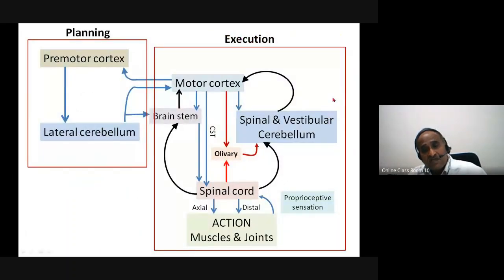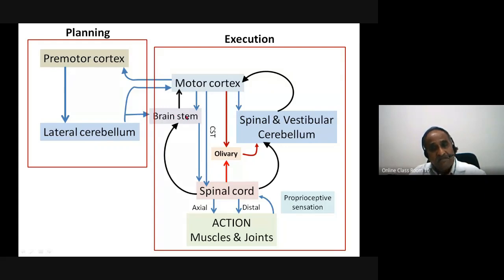Now, just to summarize what I am trying to tell you all. The first part is the planning of the action. The planning of the action is done by the premotor cortex in association with the lateral cerebellum. Here, the sequencing and timing of the group of muscles is planned in the lateral cerebellum. Now, this information is provided to the motor cortex, and from the motor cortex, it comes back to the premotor cortex. And also it gives the information to the brainstem.